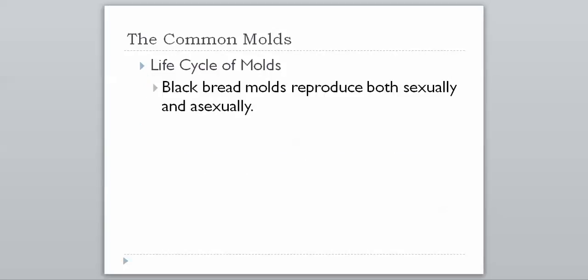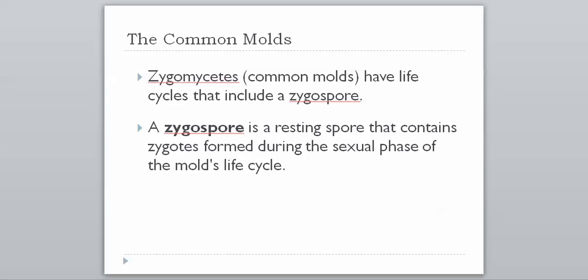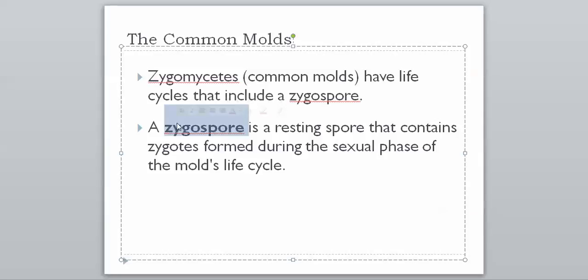When we look at the life cycle, one example they use in the book was a black bread mold. However, this applies to all of the common molds. They reproduce both sexually and asexually. This is a characteristic that you will need to know for this group. The book goes into great detail about the specifics of how they reproduce sexually and asexually, but I don't know if that's necessarily important. So we just need to know that they can reproduce both sexually and asexually, that these are the common molds, and that they have what is called a zygospore. Remember that one.